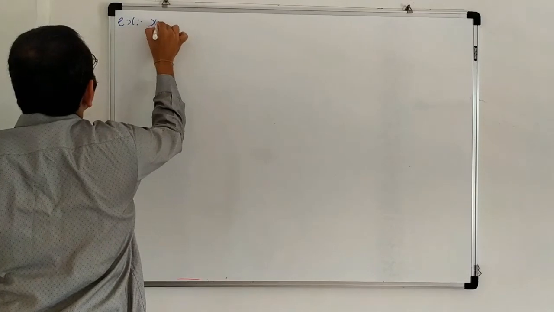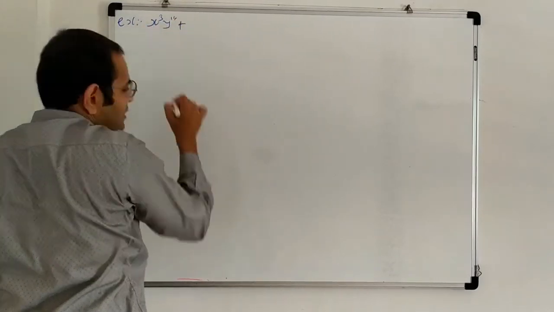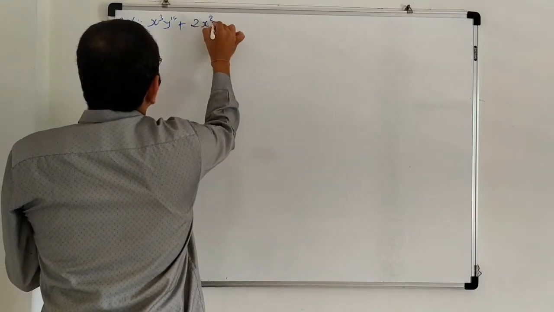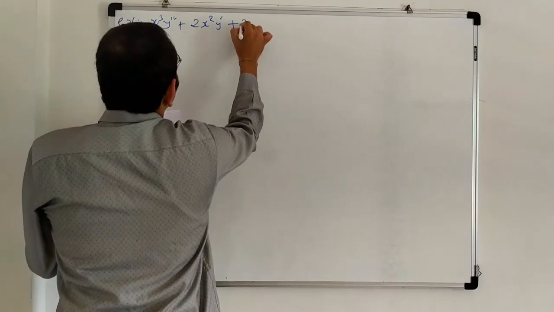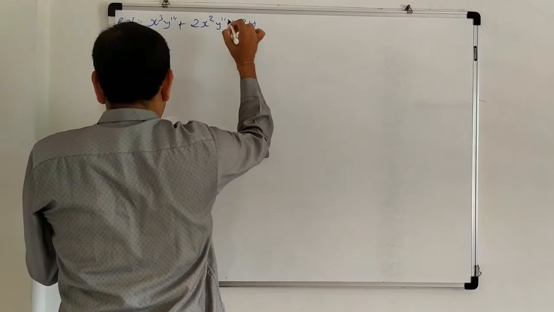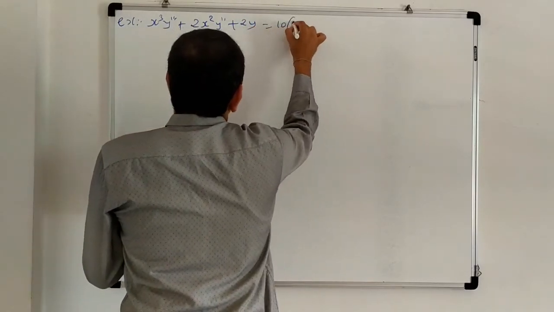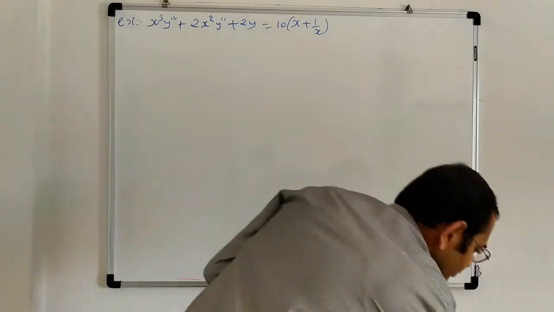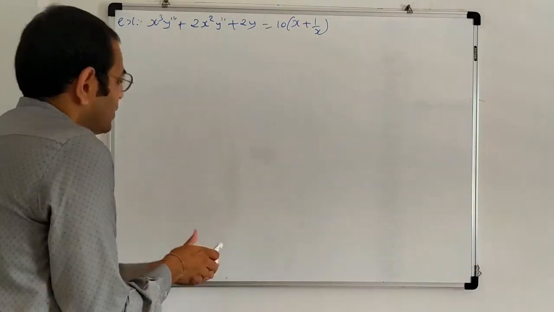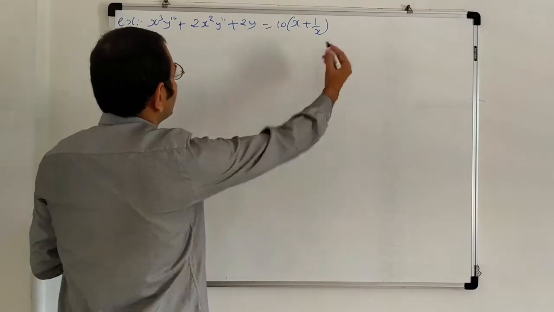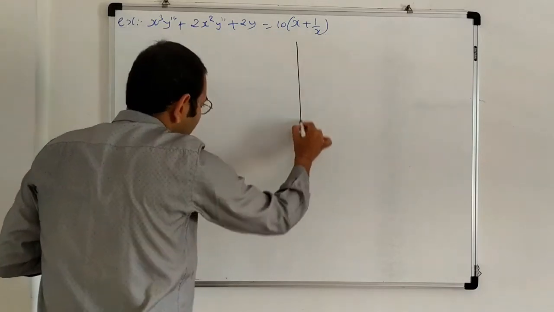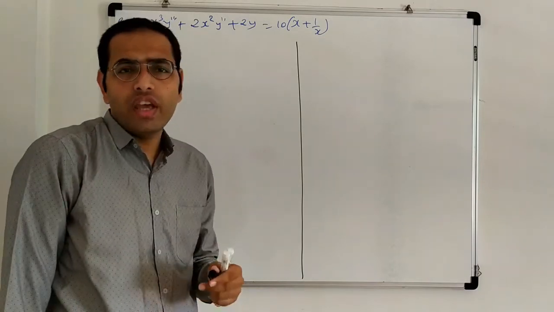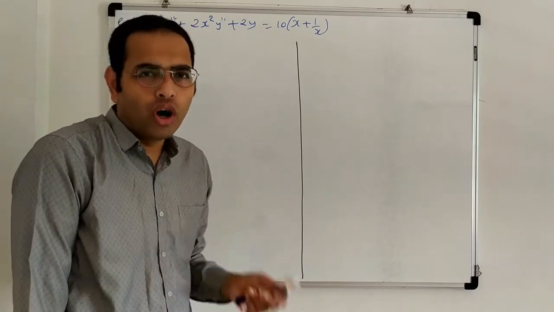The example is x cube y triple dash plus 2x square y double dash plus 2y equals 10 x plus 1 upon x. First of all, we identify whether the given differential equation is Cauchy-Euler's or not.